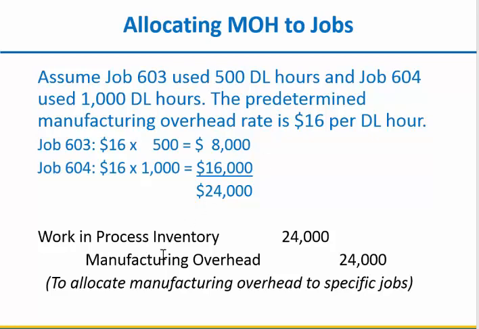So now I have a manufacturing overhead pool. I'm going to allocate 24,000 out of whatever number to the work in process inventory. Okay.